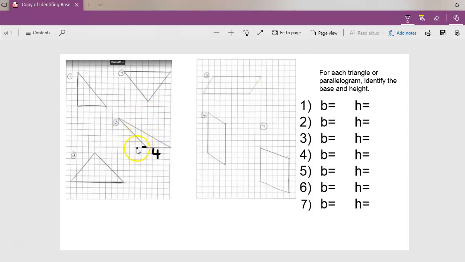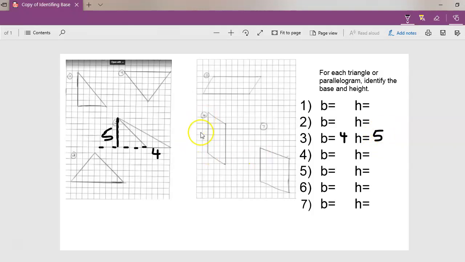So I can think about my base, if I extended it a little bit to think about where it goes to help me here. Okay, so here's the very top of my triangle. My height would be right here, okay? Because that is still perpendicular to my base, but it goes all the way to the top. So to count that, I would do 1, 2, 3, 4, 5. So for triangle number 3, my base is 4, and my height is 5.